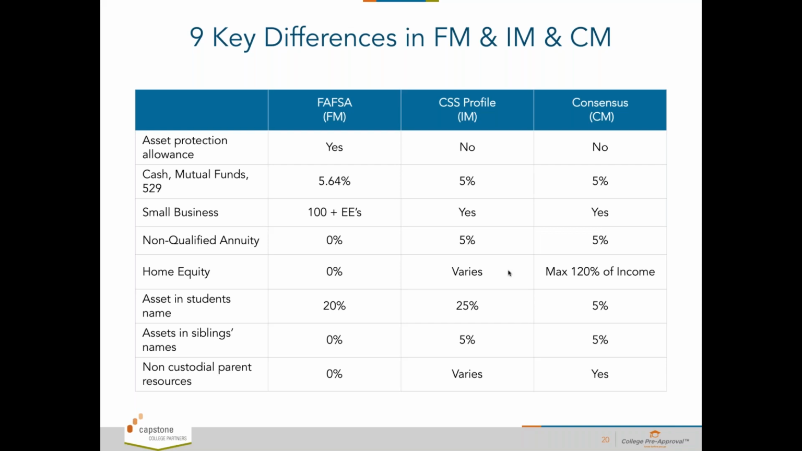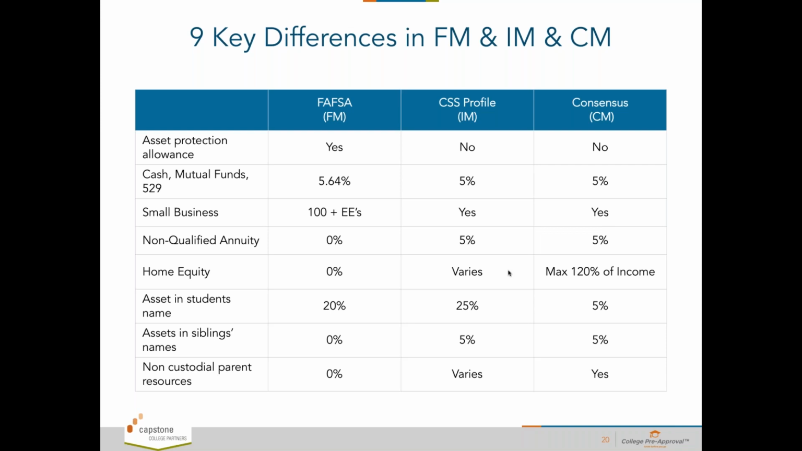And if you also see on the far right, consensus schools, when you've got dollars in the student's name in the trust account, they look at it all the same. So it's 5% as opposed to 25%. So for some of the top schools, and I'll show you a real life example, that's going to make a big swing. It's going to make a big difference, right?